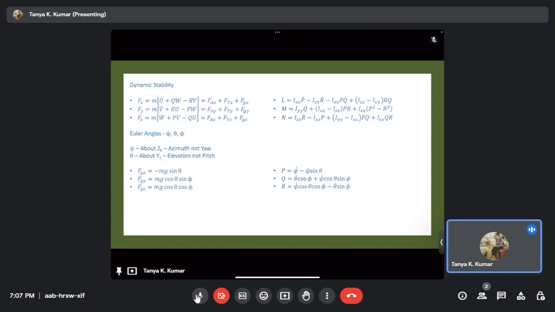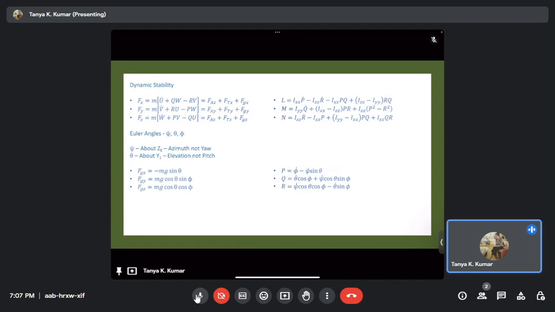Then we looked at Euler angles, psi, theta, phi, and we studied that psi and theta should not be confused with yaw and pitch. They are the Euler angles. What are Euler angles? They give you the orientation of the body frame with respect to the inertial reference frame. So they are not to be confused with yaw and pitch, which are measured in the body frame, not with respect to the inertial frame.